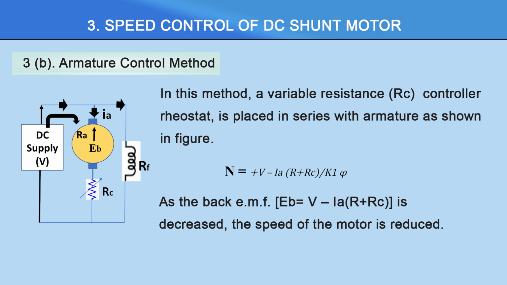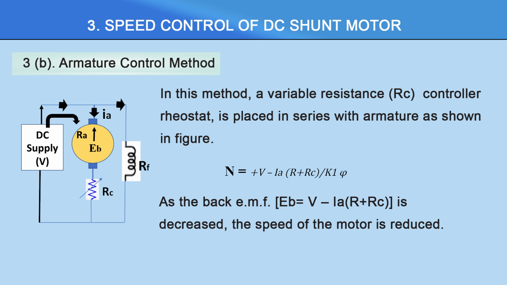Now, coming to the armature control method, the same motor, the DC shunt motor, but the method now is the armature control method. What will we do in the armature control method? We will control the resistance of the armature winding for the speed control, as we discussed. This is the DC shunt motor in the diagram. If you see this diagram, the armature is connected in series with a variable resistance having the value Rc.